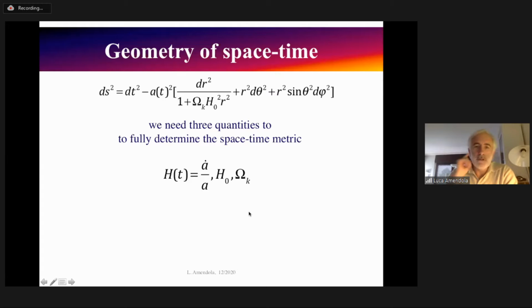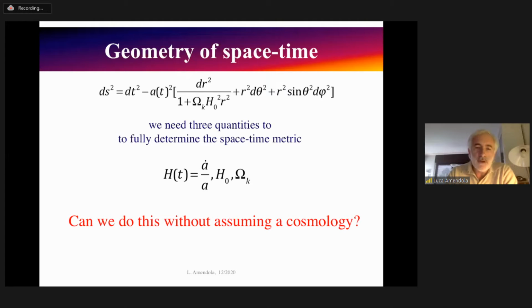Thanks. So my talk is to discuss whether we can measure the geometry of space-time, which is essentially the background universe, in full and without assuming models of cosmology. As you can see from what I wrote down here, there are three quantities we need: H(z), H0, and Omega_k. These completely fix the metric at ground level. Now, I consider H0 a well-known model-independent quantity because it only depends on the local universe. The question is whether we can use all of them without assuming a cosmology, which is a bit different from what is typically done.